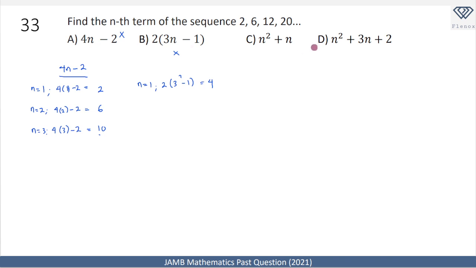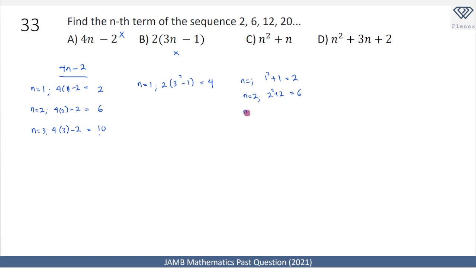Now let's move on to the third option, C. It says n squared plus n. So if n is equal to 1, what would that be? That's going to be 1 squared plus 1. And what is 1 squared plus 1? That is 1 plus 1, which is 2. Oh, the first term is 2. This works. What if, for the second term, n is equal to 2? We're going to have 2 squared plus 2. What is 2 squared? 4. 4 plus 2 is what? 6. Oh, that is our second term.